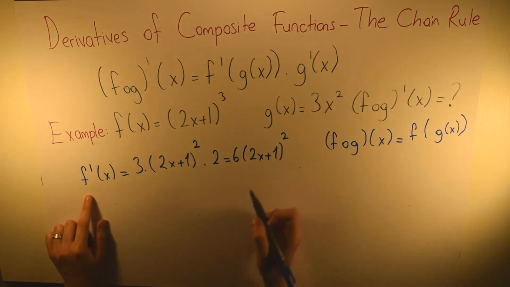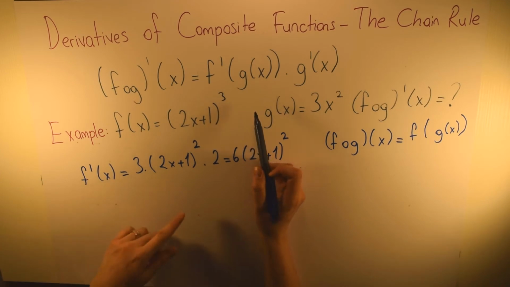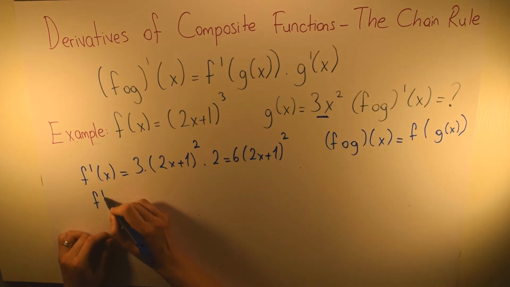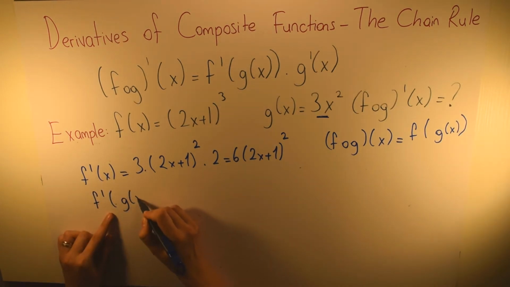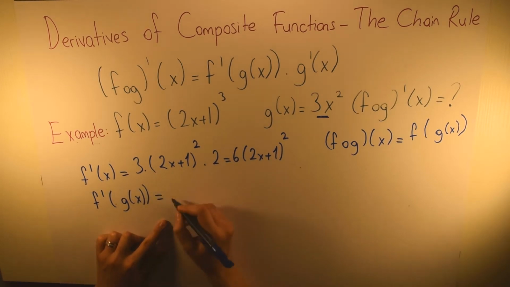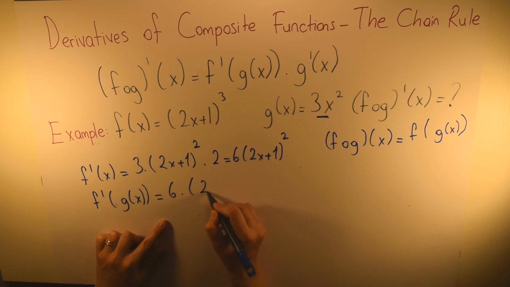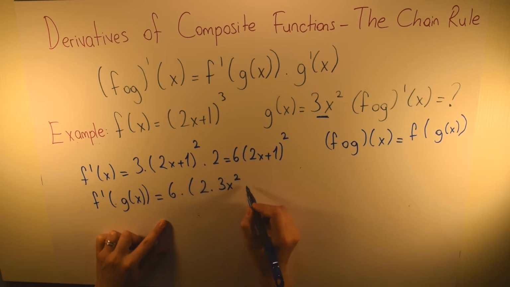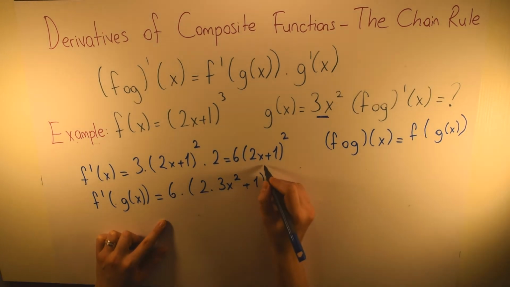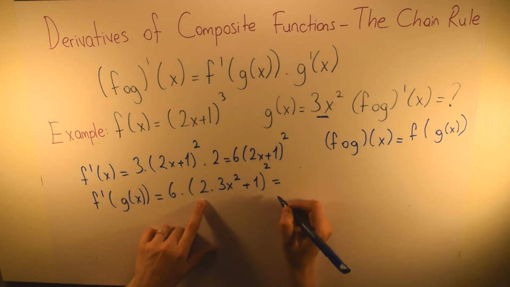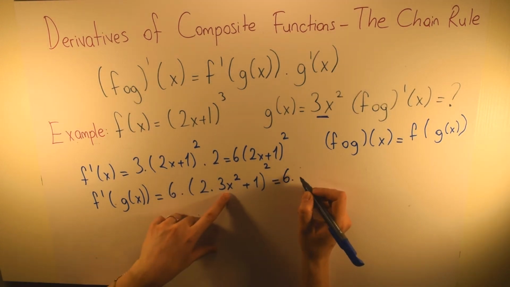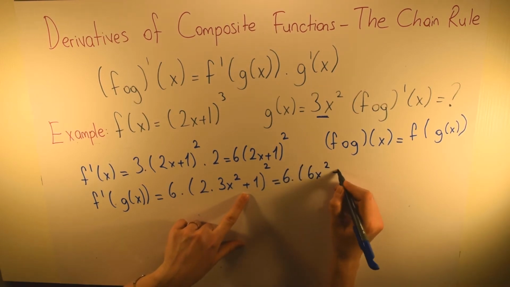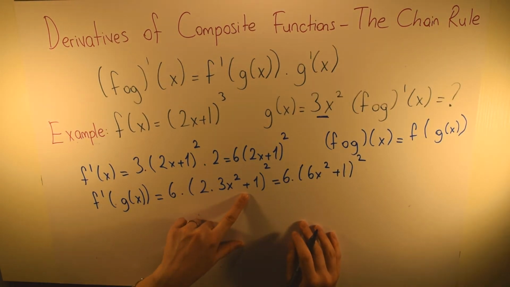Now I need to put g of x instead of x here. The derivative of f of x when we put g of x instead of x is 6 times (2 times 3x squared plus 1) to the power of 2. So this is equal to 6 times (6x squared plus 1) to the power of 2. Okay, now we found this one.